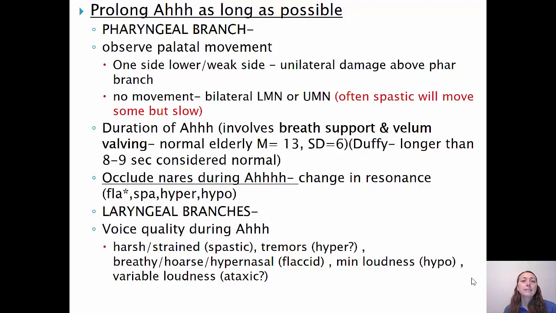So this is the second and last lecture for Unit 2. Unit 2 is solely focused on assessment. So we have made our way up through the oral MEC kind of cranial nerve assessment.